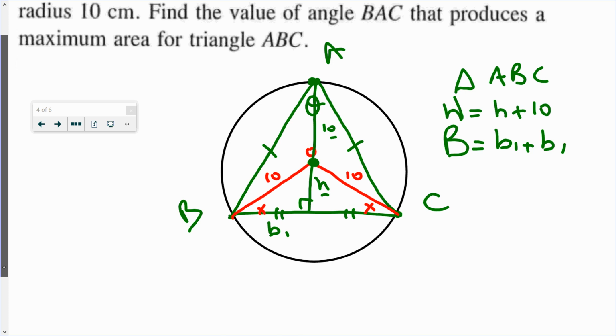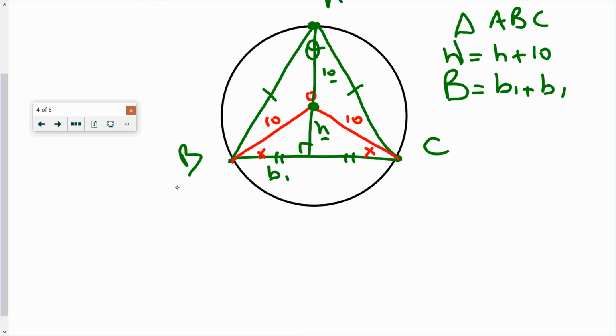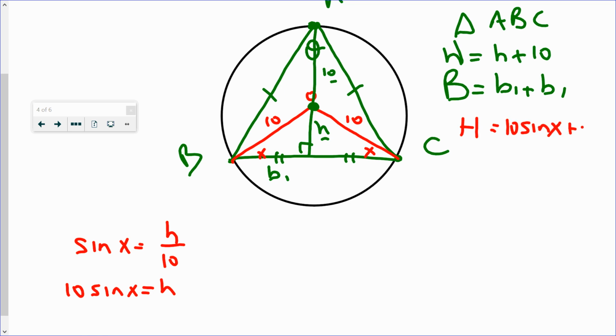So back to the little triangle, let's look at angle X. So angle X, let's try sine. So sine of X is opposite height over hypotenuse 10. Multiply both sides by 10, and 10 sine X is equal to the height. So back over here, my big height of my triangle is going to be my little height, 10 sine X plus 10. Okay, let's do cosine. So cosine of angle X is adjacent, which is base 1, over hypotenuse 10. Multiply both sides by 10, and 10 cos X is base 1. So in my big triangle, it's base 1 plus base 1, so 10 cos X plus 10 cos X is 20 cos X.